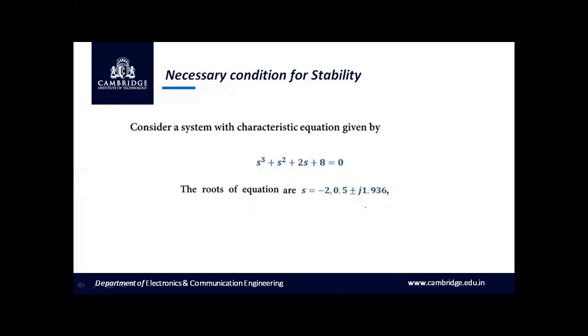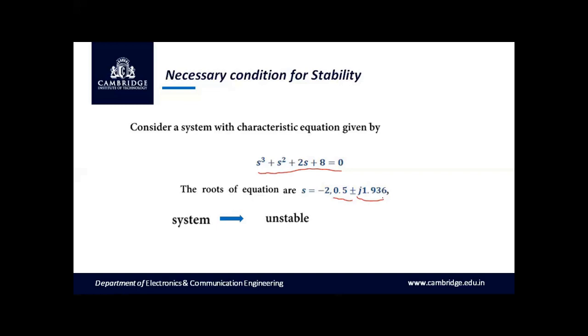In this case, it is very clear that 0.5 plus and minus j 1.936 lies in the right half of the S-plane. The roots are complex conjugate and lie in the right half of the S-plane. But the given condition is all the characteristic equation. If you look into all the coefficients of the characteristic equation, they are non-negative as specified before as a necessary condition. In this example, the system has become unstable as we have two poles on the right half of the S-plane. So it is clear that the system is unstable as we have two roots on the right half of the S-plane.